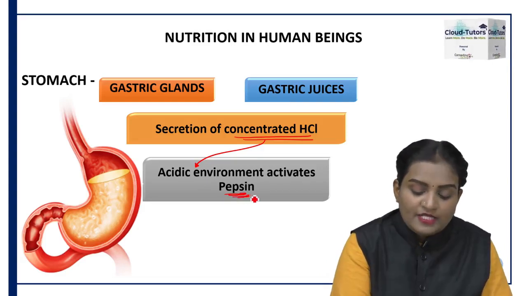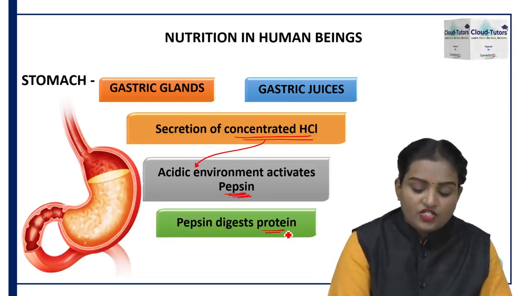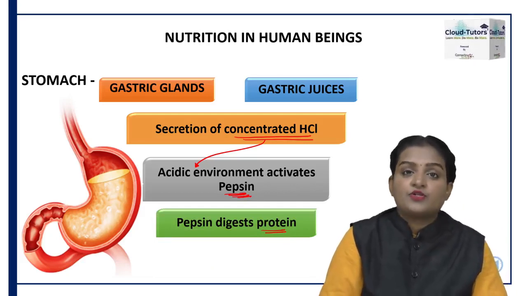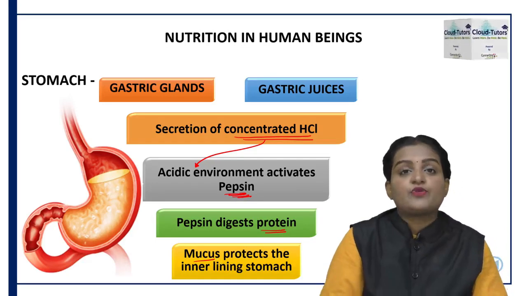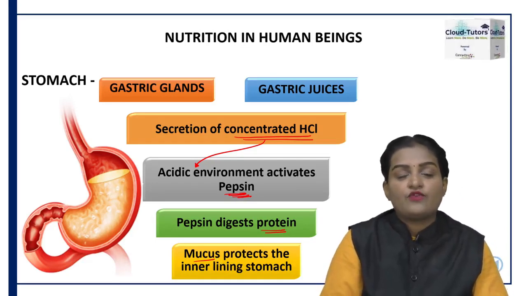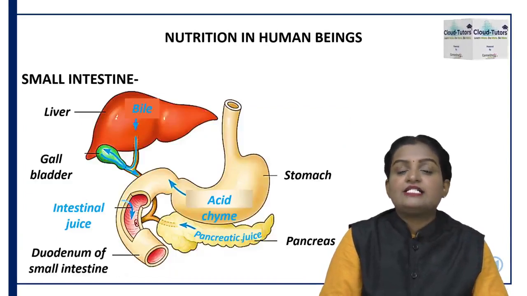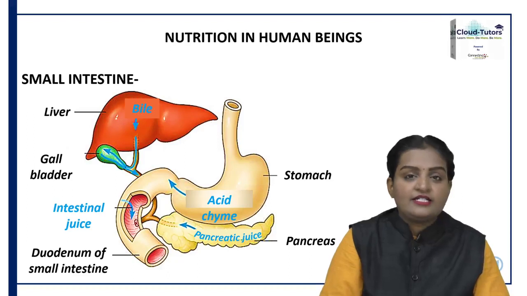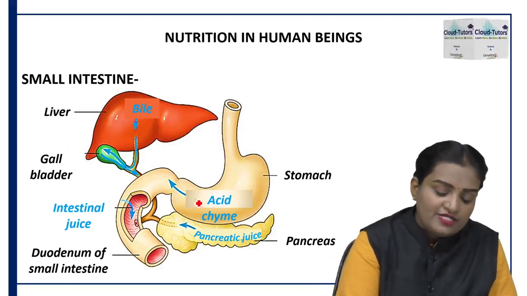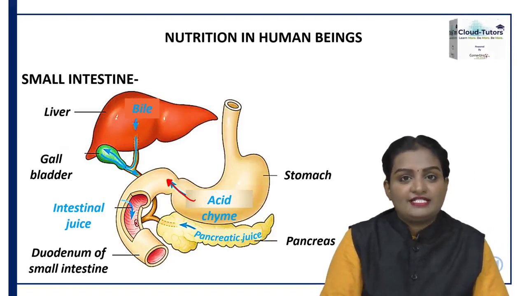Why is this pepsin needed? It is needed for protein digestion. Pepsin will digest protein, and who protects the stomach wall is mucus. Mucus will protect the inner lining of stomach from concentrated HCl. Now, once the digestion has finished in the stomach, the digestion of protein, the food, which is called acidic chyme, now will enter the small intestine.